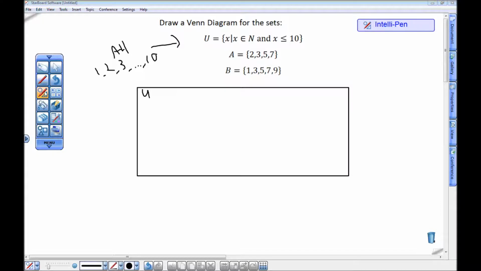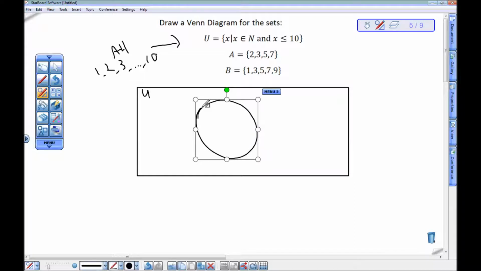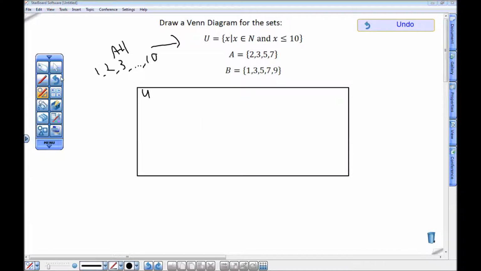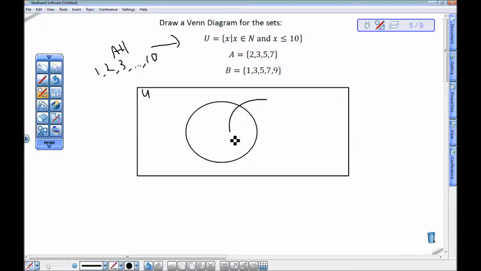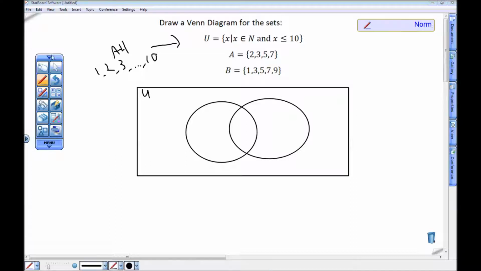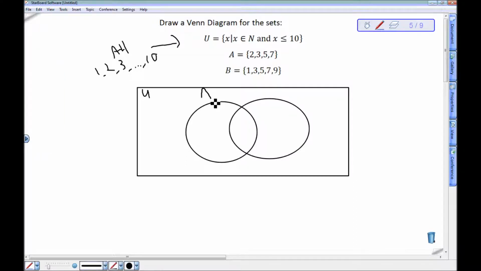Then, since I have two sets, I need to draw two circles, or at least kind of round-looking objects, and I want them to overlap. Even if I know that these two sets have nothing in common, I draw them overlapping because it doesn't hurt anything to do so. I'm going to label this set Set A, and this set Set B.